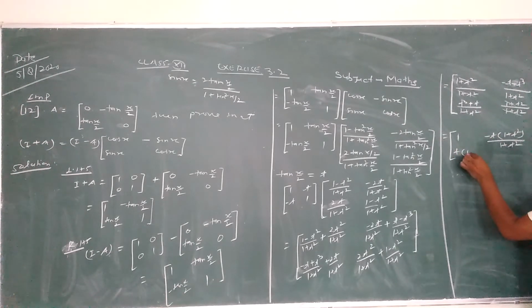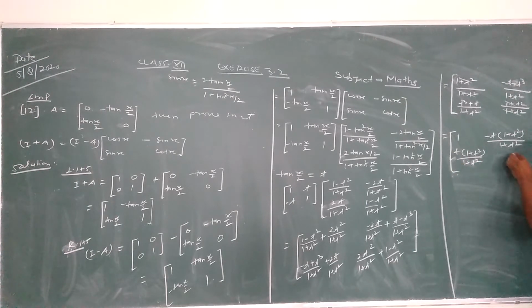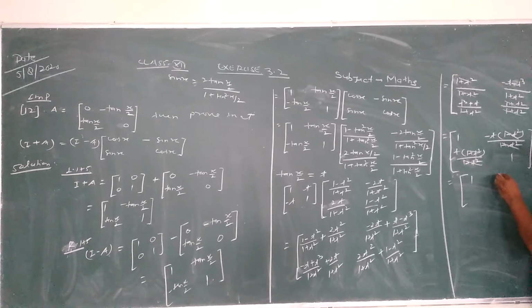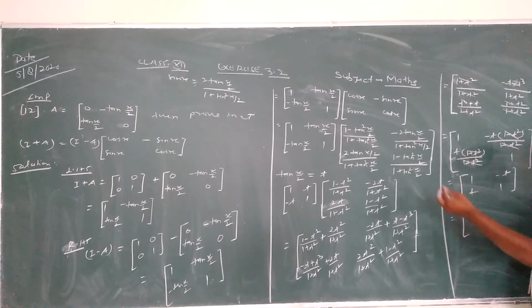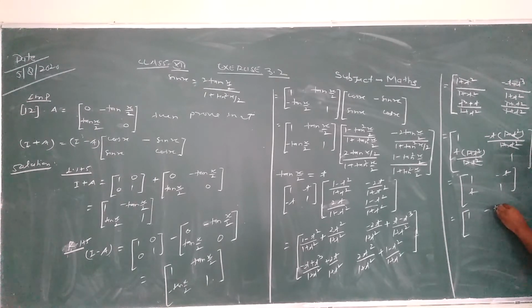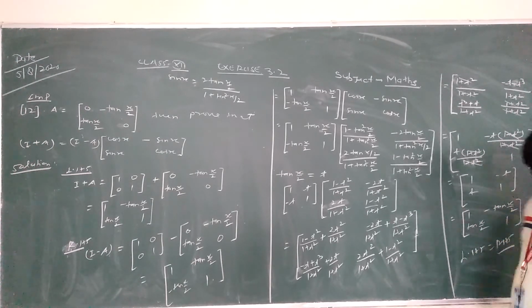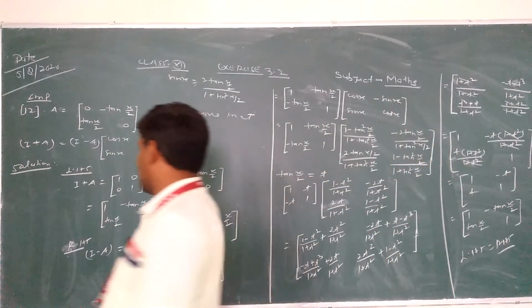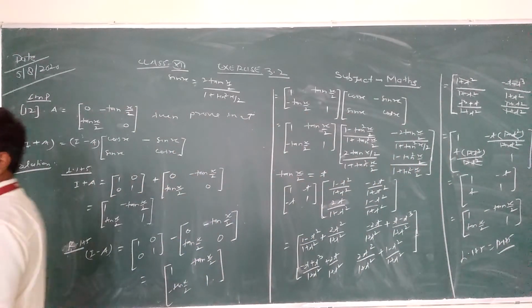Here we get t common. So 1 plus t square by 1 plus t square. Here that is 1. Both cancel. This one we cancel. We get 1, minus t plus t, and 1. So again we can replace the value of t. So we get 1, minus 10x by 2, plus 10x by 2, and in this way we see that LHS equal to RHS. Any problem, students? So in this way we can prove this LHS equal to RHS.